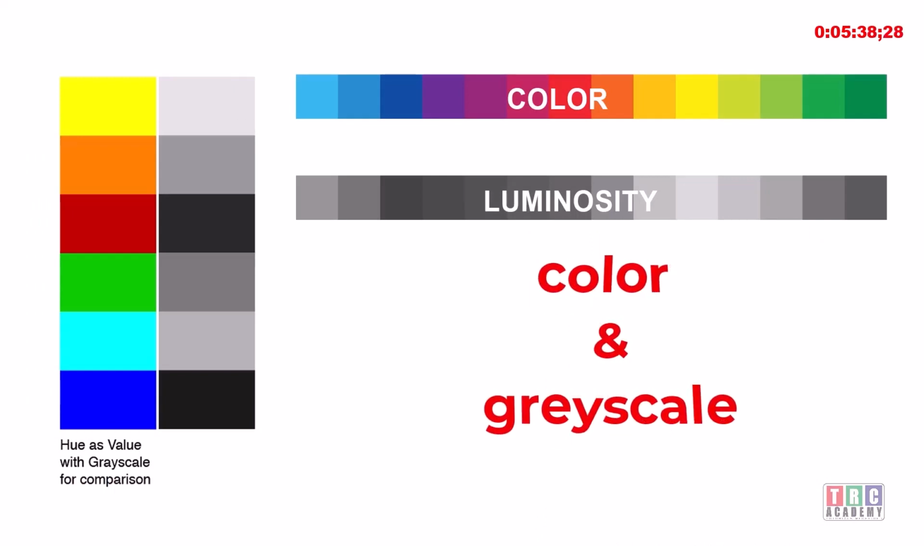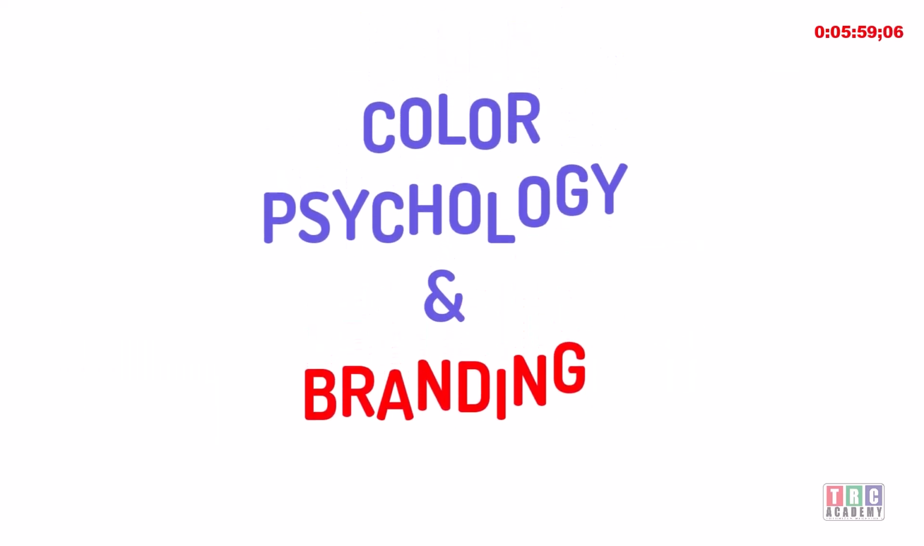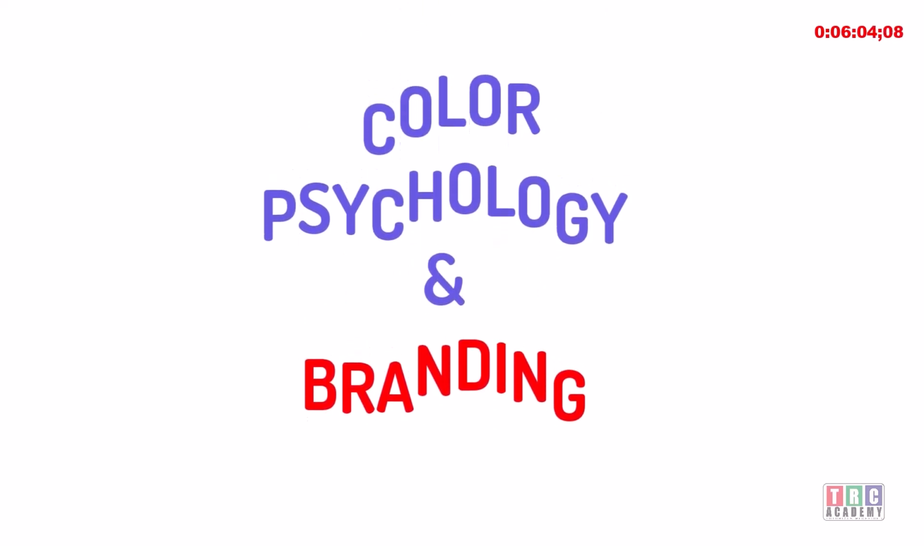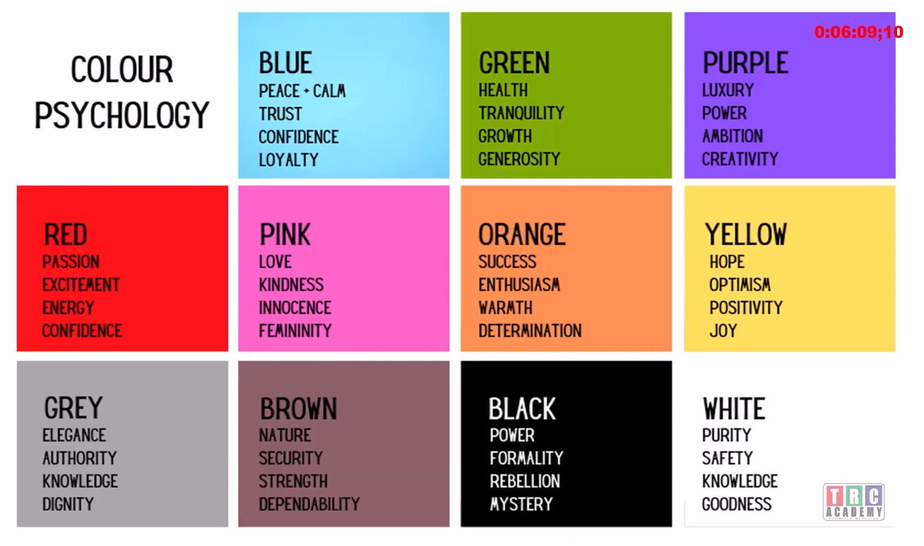Here you can see the colors on the top, and at the bottom you can see the luminosity. That is the same color. When you desaturate it, when you remove the color from it, you can see how it looks in black and white. So hue has a value with a grayscale for comparison. You can see on the left hand side the comparison of the grayscale with the color. And here it is the color psychology. Color psychology is very important when you do design and branding. You can see various colors which are used for all these topics.